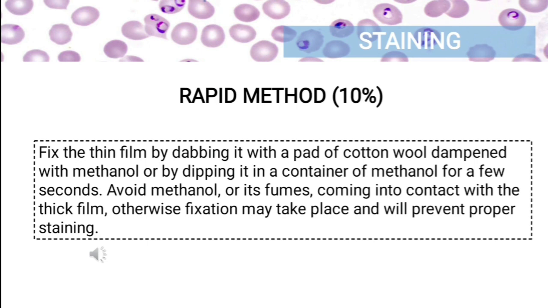First, we have your rapid method or the 10% method. You must fix the thin film by dabbing it with a pad of cotton wool dampened with methanol or by dipping it in a container of methanol for a few seconds. Avoid methanol or its fumes coming into contact with the thick film, otherwise fixation may take place and will prevent proper staining. The rapid method or the 10% method is the most common method for staining 1 to 15 slides at a time. It is used in laboratories where a quick result is needed to determine a patient's malaria status. This method is efficient but more stain is used. The need for speed justifies the additional cost.